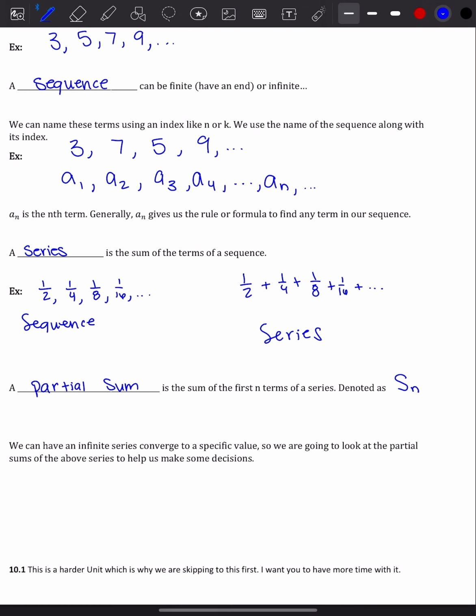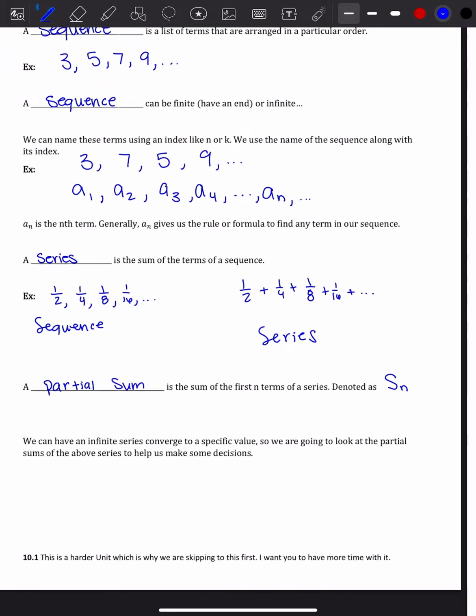We can have an infinite series converge to a specific value. So we're going to be looking at partial sums to help us make some decisions on what that would be. If we're looking at an infinite series and what it converges to, that's going to equal S a lot of the times, so the full sum.